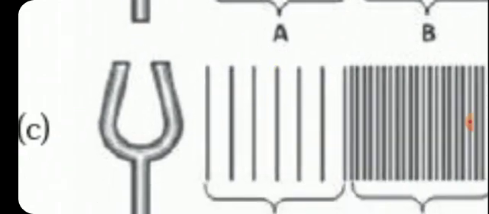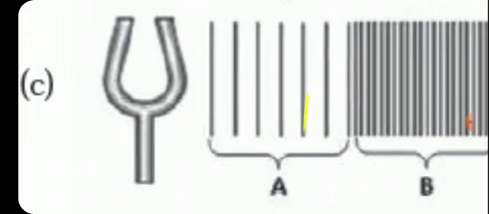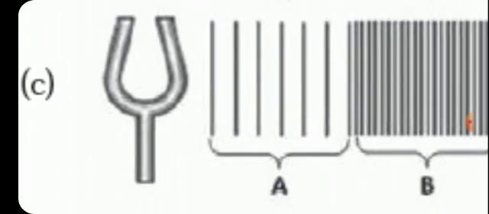In the next step of vibration, the prongs of the fork come close to each other. Here you can see the prongs are coming close to each other. In this case, the air molecules near the prongs get more space to move away from each other. As a result, the air pressure in this region decreases. Such a region in which air is at low pressure and low density is called rarefaction.